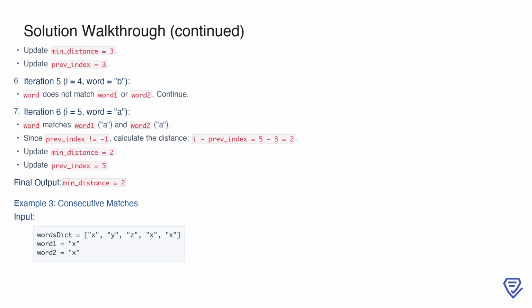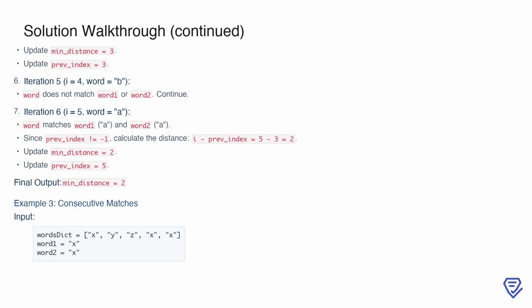At index 4, the word is b, which doesn't match the target words, so we continue. At index 5, the word is a, which matches both word 1 and word 2 again. This time, with prev_index at 3, we calculate the distance as 5 minus 3, which equals 2. We update min_distance to 2 and prev_index to 5. The shortest distance between occurrences of a is therefore 2.